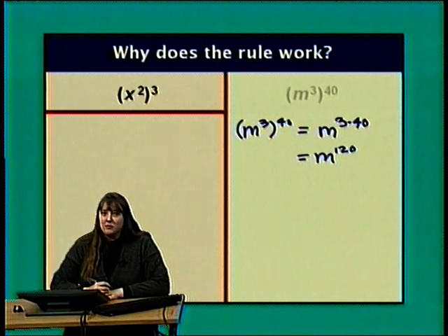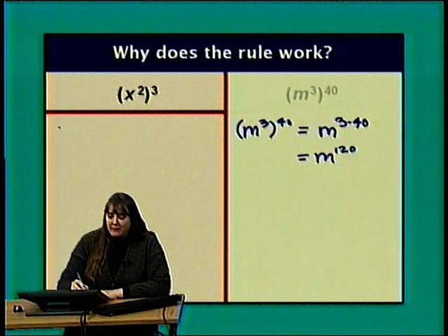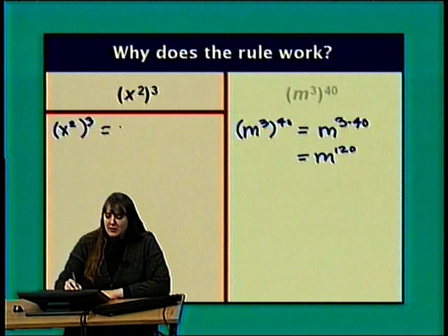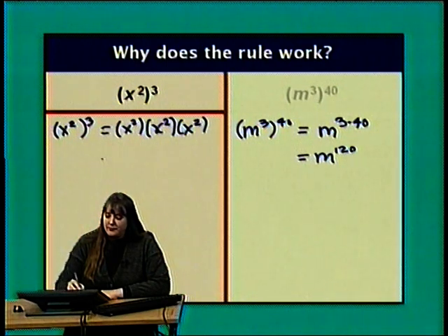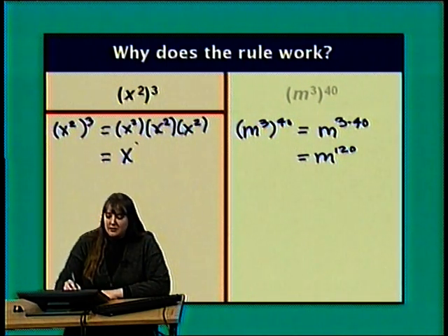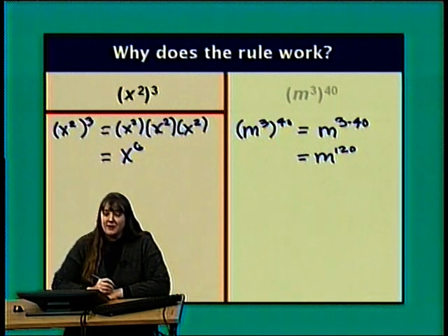Now let's think about why the rule works again. If I have x squared cubed, what does this mean? I have 3 factors of x squared. So x squared times x squared times x squared. Altogether then I have 6 factors of x. 2 times 3 is 6. We multiply exponents when we have a power to a power.